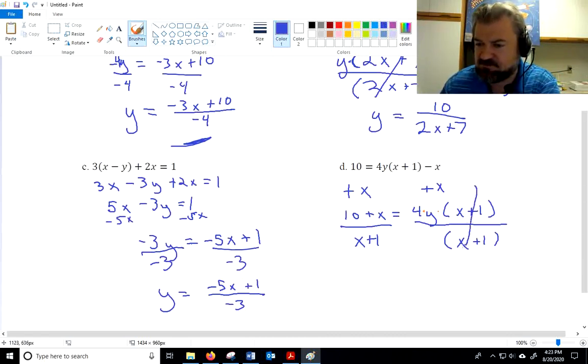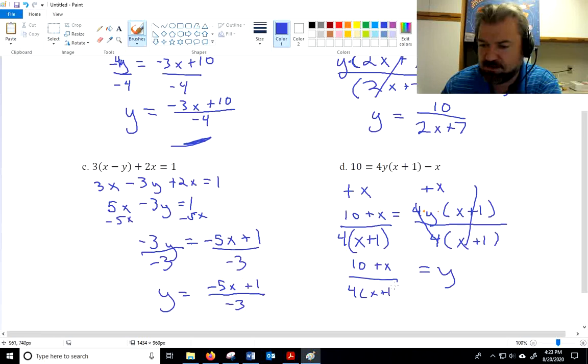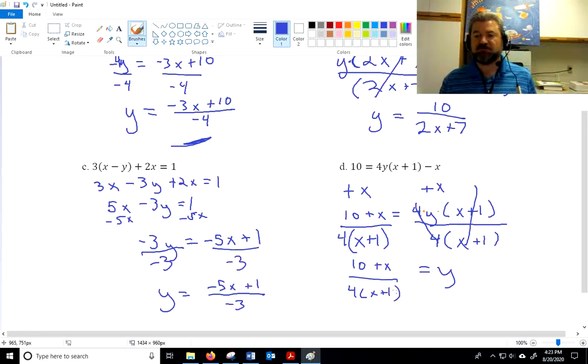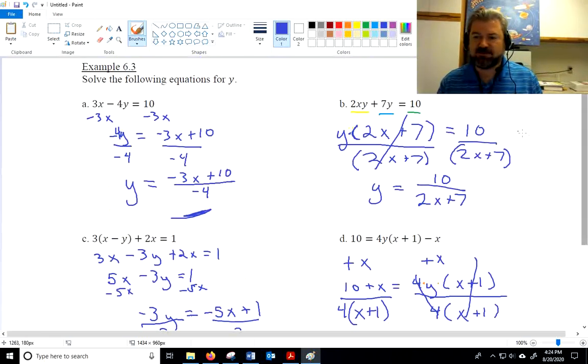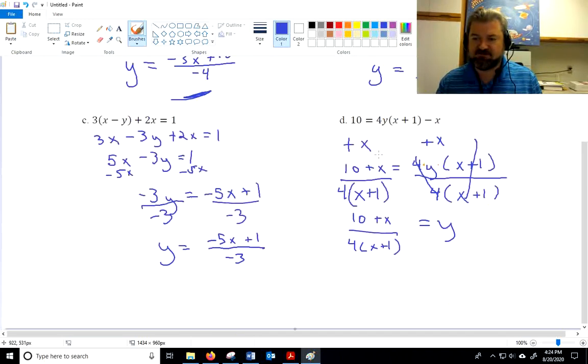Okay, so what does that do for me? Oh, you know what, though? I've also got this 4 times y. Can I divide by that as well? Yeah, I can. You just need to put it out in front. So we're going to take care of that as well. That reduces. So that gives me a y on that side, a 10 plus x over a 4 times x plus 1. All right. I got it. Is that the only way to do it? No. You could have distributed, but at some point you were going to factor out that y, like we did. If you distributed, you'd be doing it more like we did on letter B at some point.